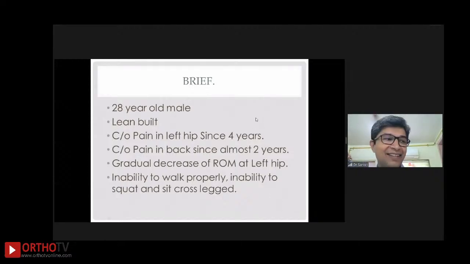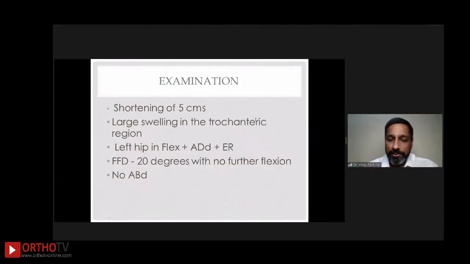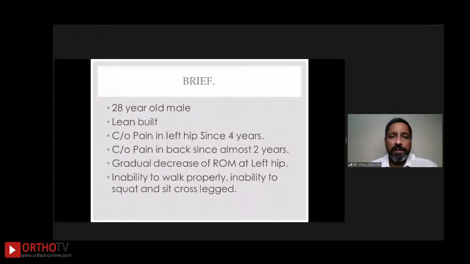So, just a quick brief. 28-year-old young chap, very lean build. He complains of pain in the left hip since 4 years. He had back pain since almost 2 years. He complained of gradual decrease in range of motion in his left hip, and inability to walk properly, inability to squat and sit cross-legged.